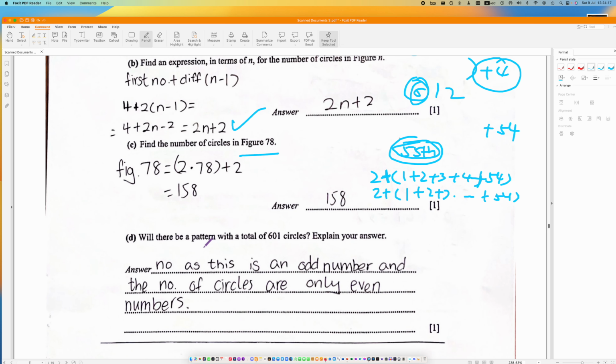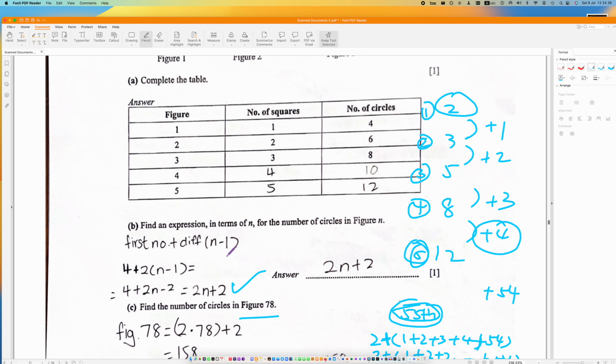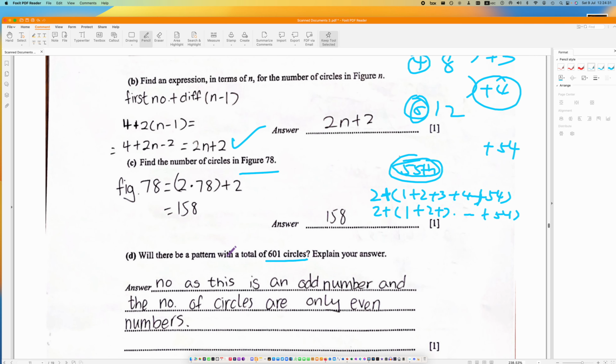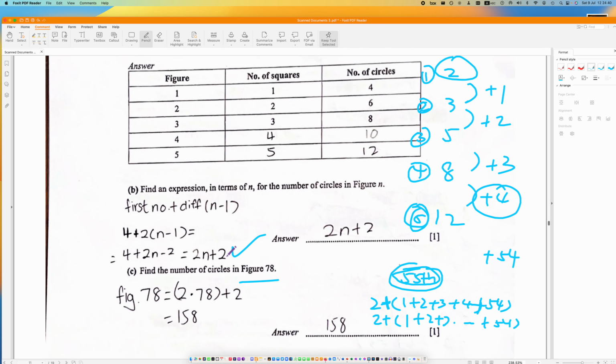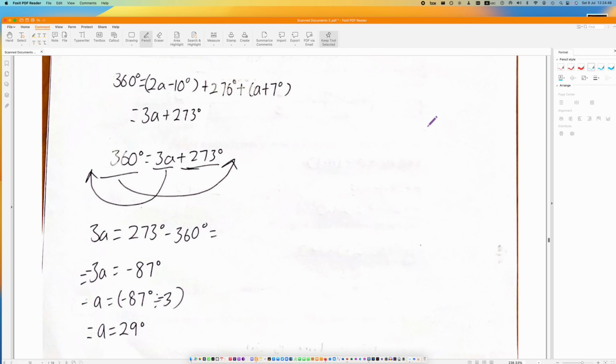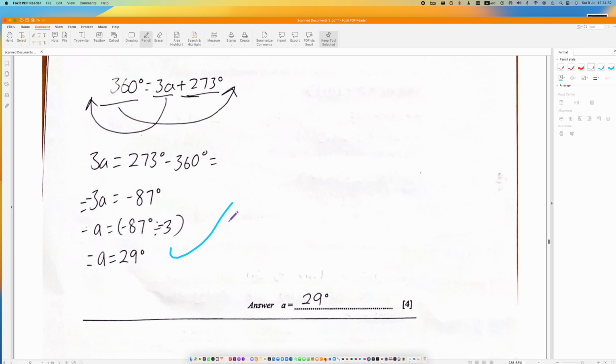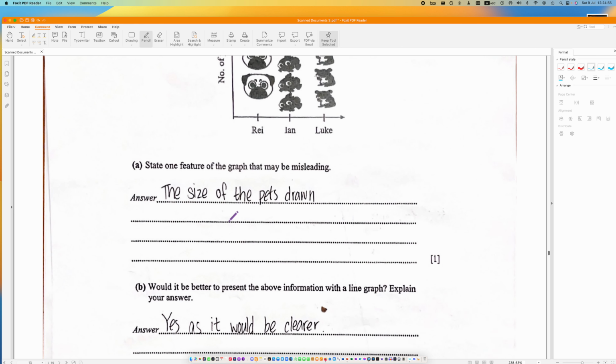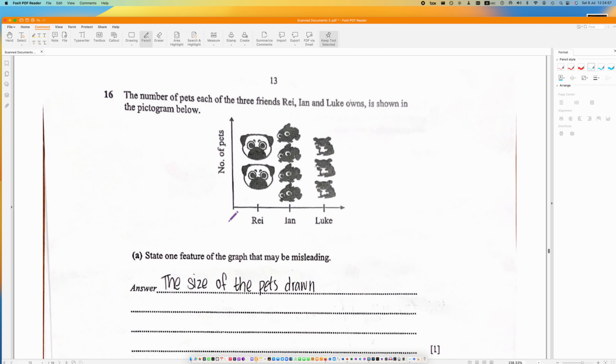Okay, good. So where there is a pattern with a total of circles, yes or no? So once again, the number of circles is an even number. Will there be a pattern with a total of... okay, good, can. So what's so wrong about this?